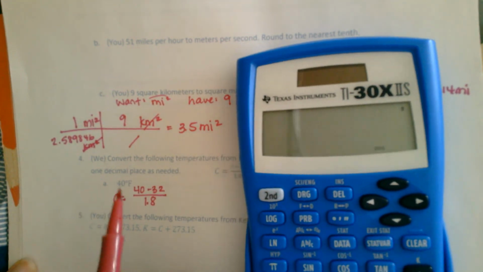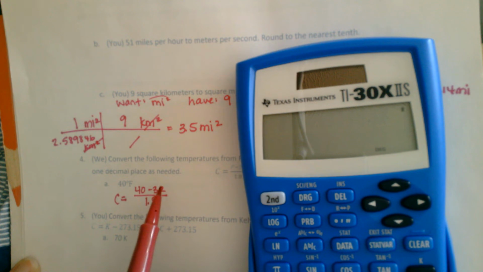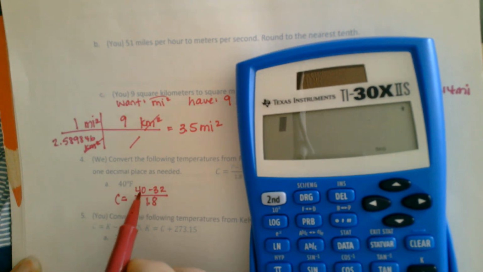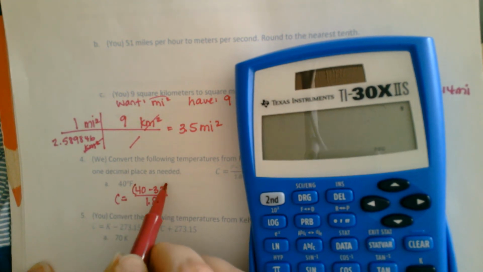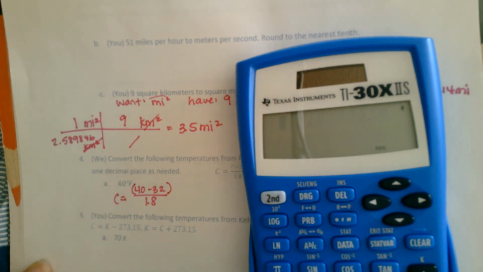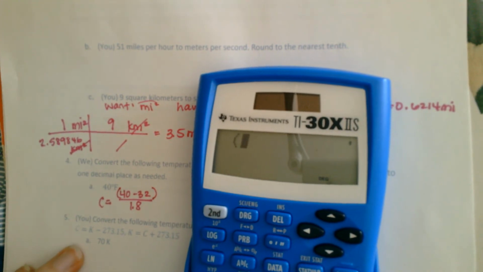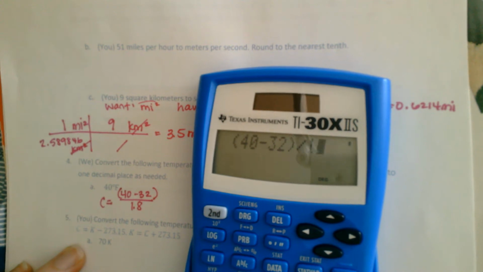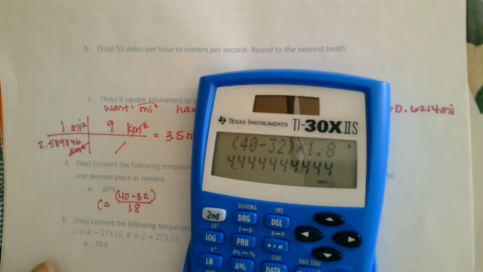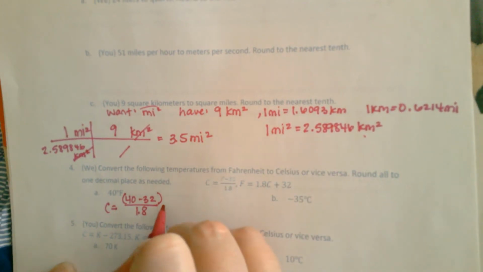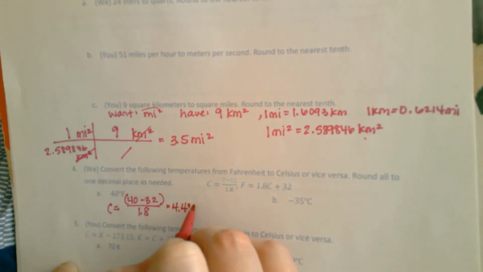But notice that because there's more than one number up here, if everything's multiplied, it's okay. But if there's ever any addition or subtraction up here, you have to put parentheses. So I'm going to put parentheses 40 minus 32 divided by 1.8. And I get 4.4 repeated. They want it rounded to one decimal place, so this would be 4.4 degrees Celsius.